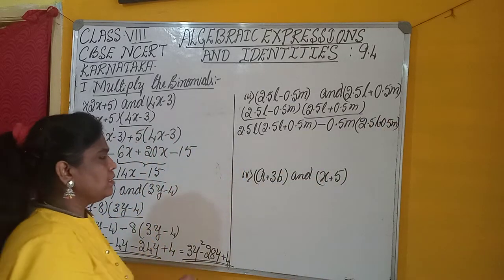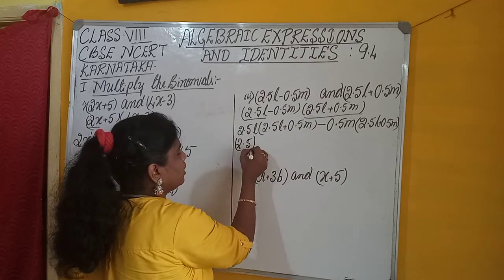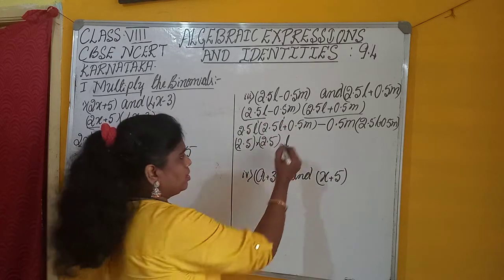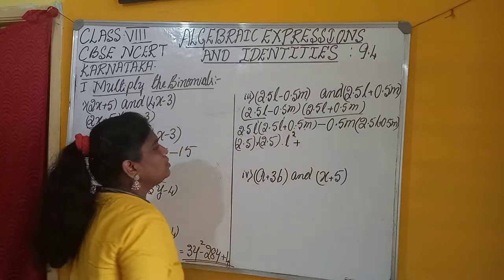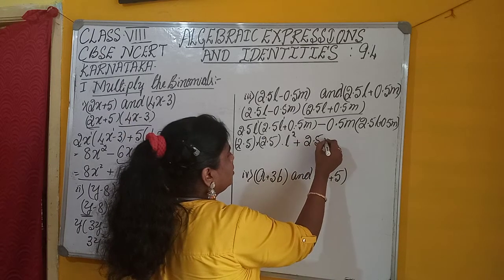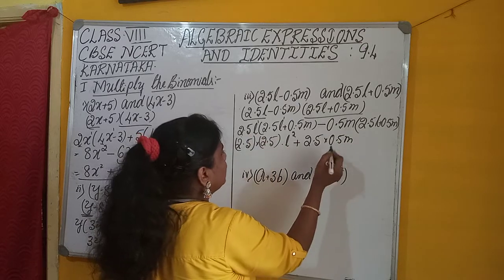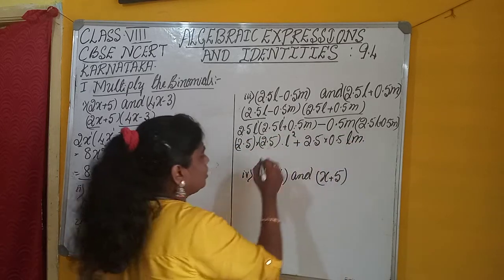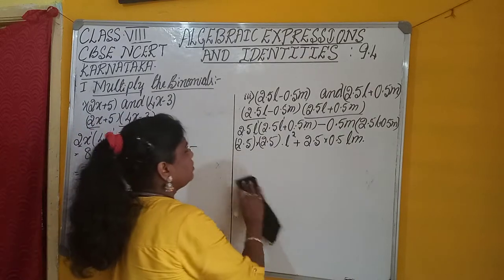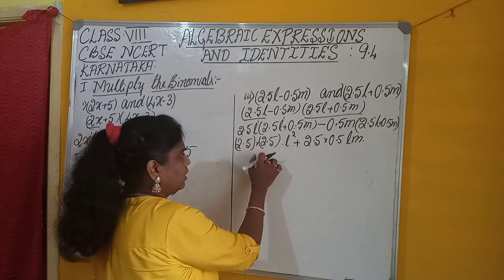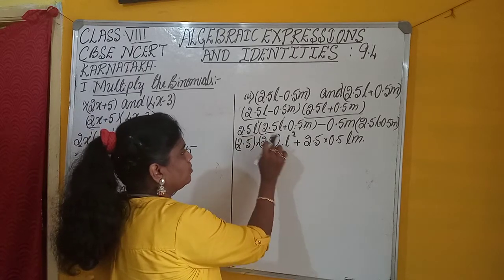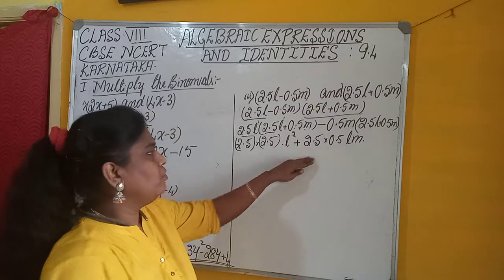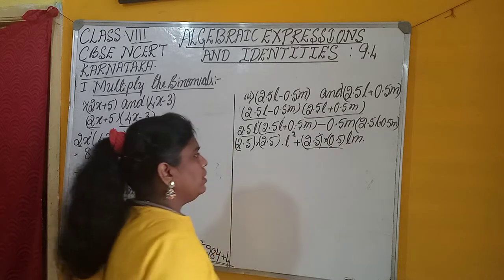Now multiply this. This is 2.5 into 2.5. L into L, that is l with powers 1 plus 1, that means l square. Plus 2.5 into 0.5, and along with the variables is l into m. Okay, understood students? How we are doing? Don't get confused. What I am doing? 2.5 into 2.5, this one with this one, and l into l square. We are putting plus 2.5 into 0.5, l into m. I am taking the numerical coefficients first like this and then the variables.